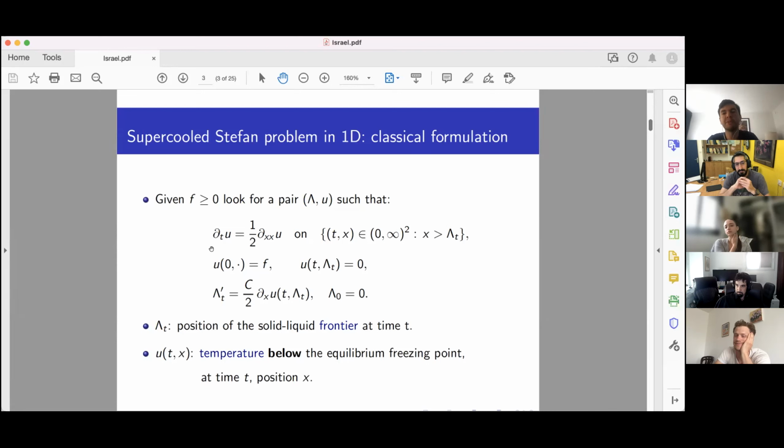And so in this problem, you have two unknowns. One unknown is lambda. That's a function of time, which describes the location of the frontier at any given time. And the second unknown is the function u, which describes the temperature in the supercooled water as this process evolves. Okay, and so the three lines of equations summarize the problem.